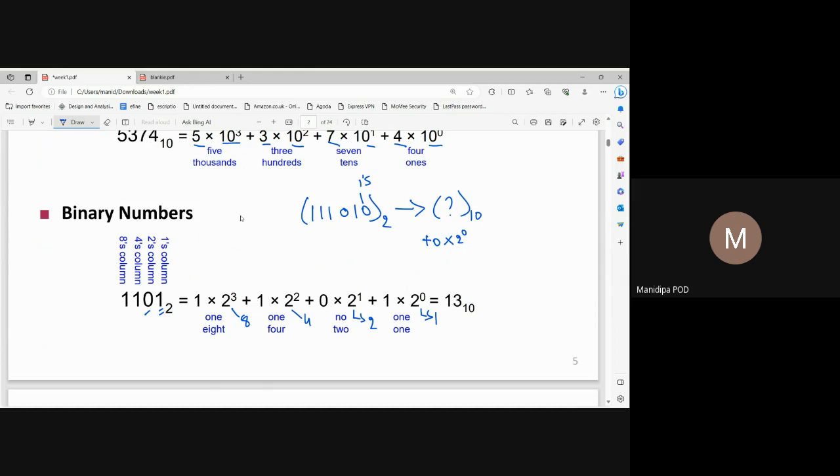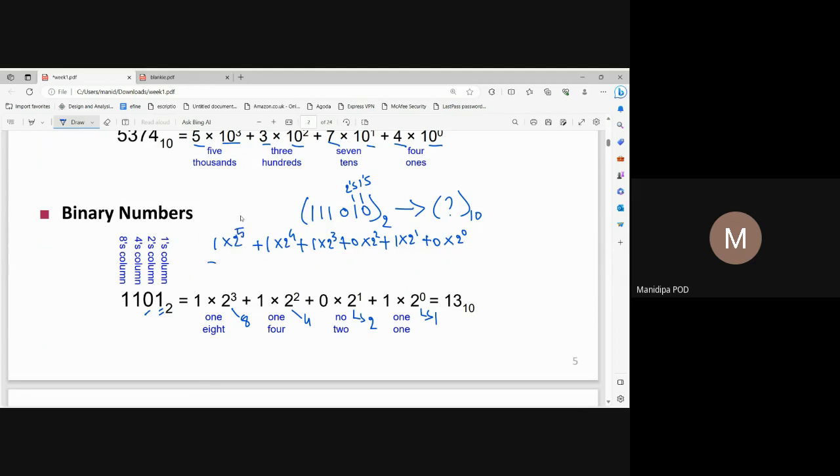Next, I have 1, which is in 2's column. So basically 2 to the power 1. So I will write it as 1 into 2 to the power 1. Similarly, I will go towards the most significant bit. So this is 0 into 2 to the power 2 plus 1 into 2 to the power 3 plus 1 into 2 to the power 4 plus 1 into 2 to the power 5.